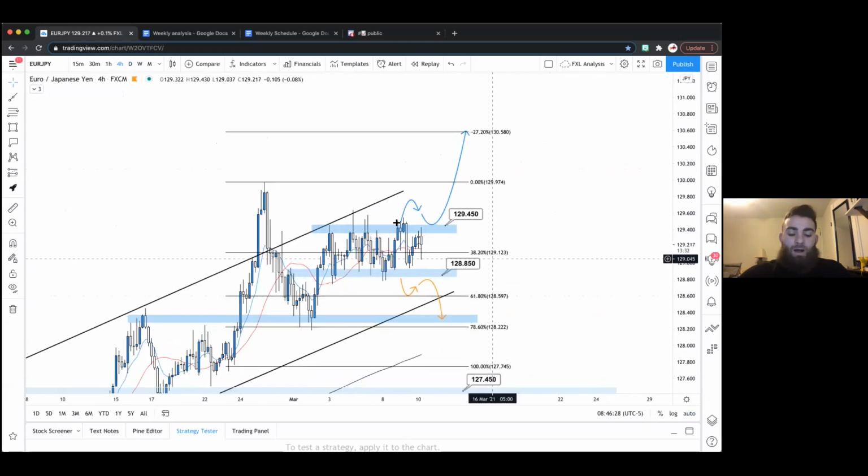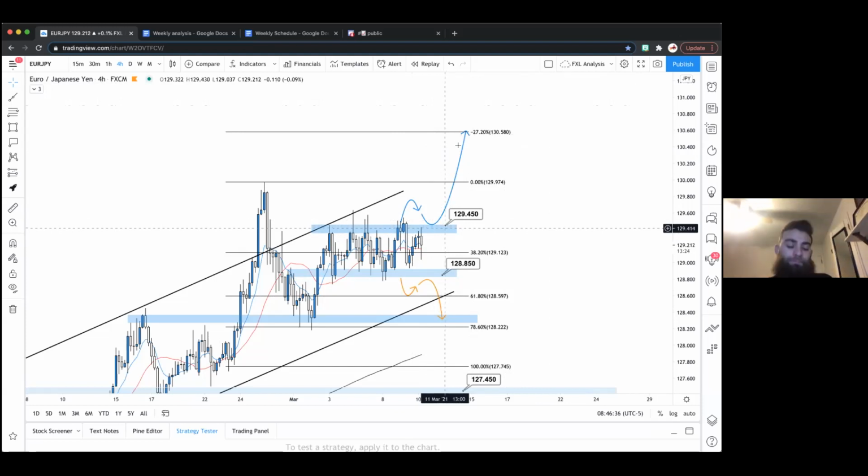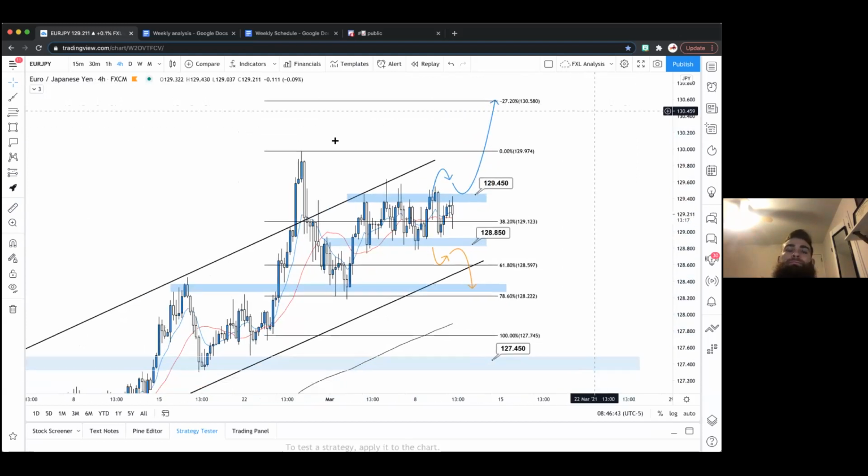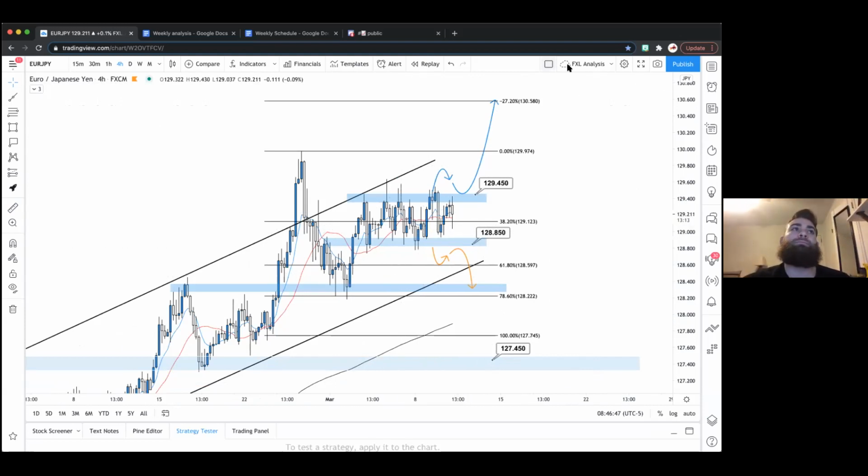So we'll be waiting for this break. Ideally, a higher low above 129.45. Boom, we're in, targeting the negative 27. And that'll make for a pretty good trade, 150 pips plus. And yeah, we'll keep you guys updated on how this develops. But for now, we've got to wait for this range to break.